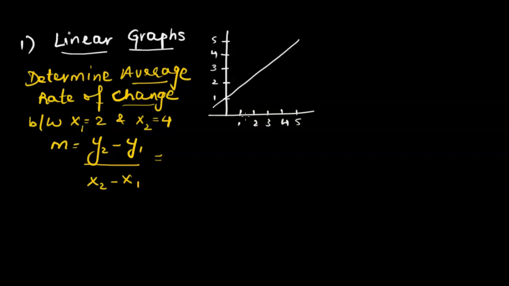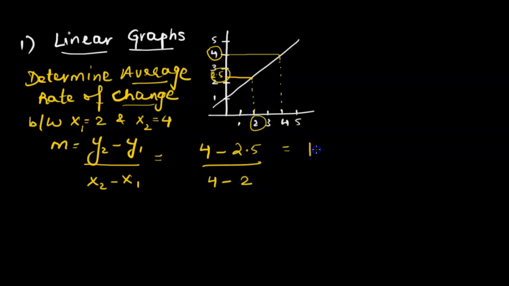Let's call this x1 and let's call this x2. Now when x1 is 2, we read it from the graph, the value of y is approximately 2.5, and when x is 4, the value from the graph is approximately 4. Therefore, y2 is 4, y1 is 2.5, divided by x2 is 4, and x1 is 2. So this would give us 1.5 over 2, which is equal to 0.75. And this is our AROC.